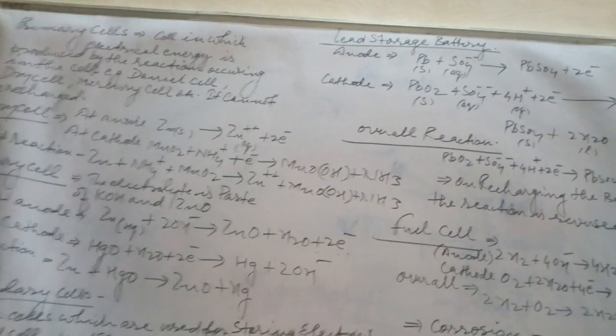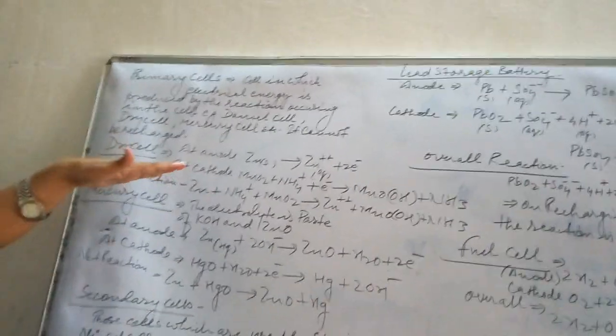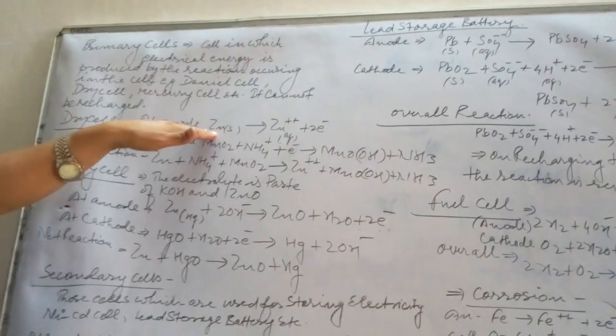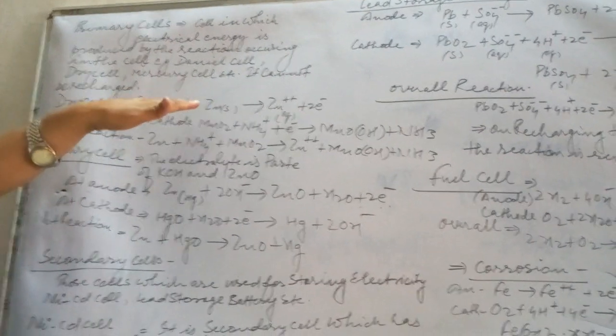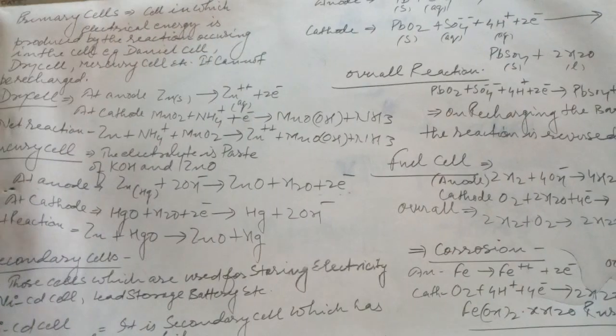Dry cells. These are very common cells, which we use in our home appliances, torch, radio transistors, etc. In a dry cell, mainly two reactions are there, at the anode and at the cathode. At the anode, the zinc rod undergoes oxidation, finally providing zinc cation by losing two electrons.